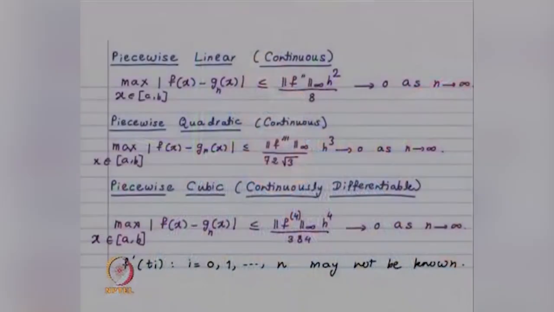h raised to 4, which will tend to 0 faster than in the case of piecewise linear and piecewise quadratic polynomials. And in addition, the approximating function is continuously differentiable. The only problem is the derivative of f at the t i's may not be known. Next, we go to cubic spline interpolation.